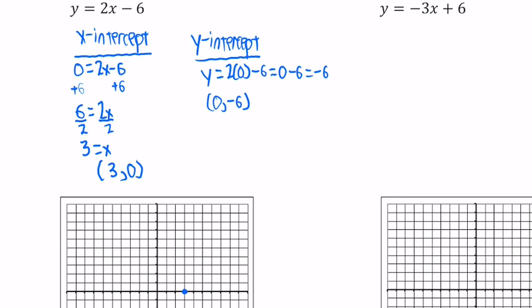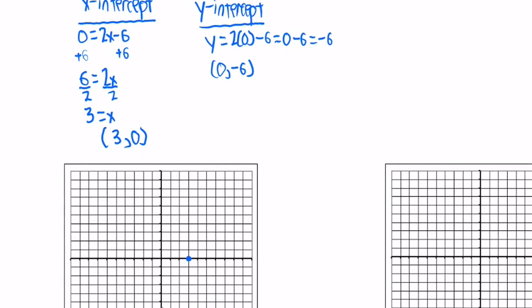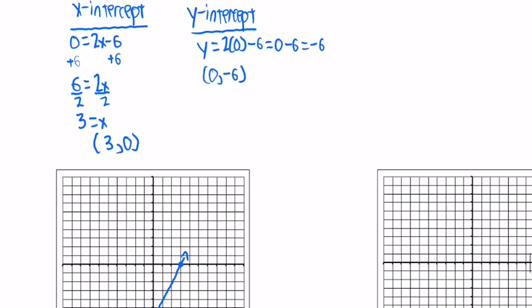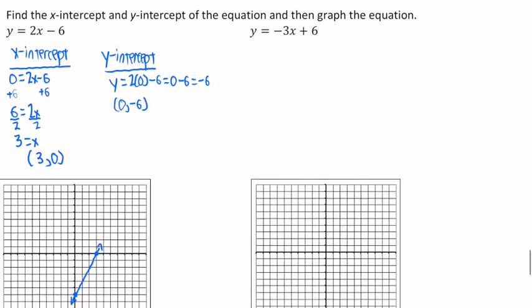Now, once you have 2 points that are on a line, there's only one possible line that could go through those 2 points. So we can go ahead now and draw a straight line through those 2 points and stick arrows on the ends, and that's our graph. If you would like to try the next problem on your own, pause the video now and resume when you're ready to see the solution.